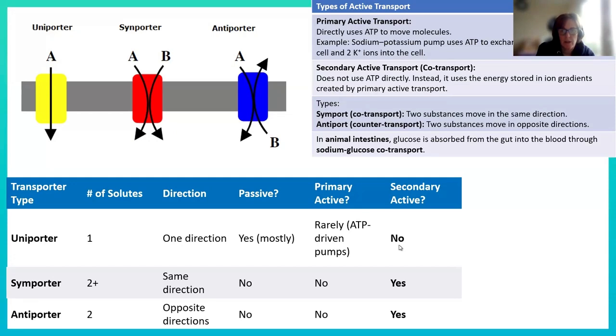Does it use ATP directly, or does it use the energy stored in the gradient? No, uniporters don't tend to use the ATP directly. Symporters and antiporters do. There are so many different channels. There's all the different molecules, so it is quite difficult keeping track of what's going on. And it's best almost to look at each one individually if you're studying it.